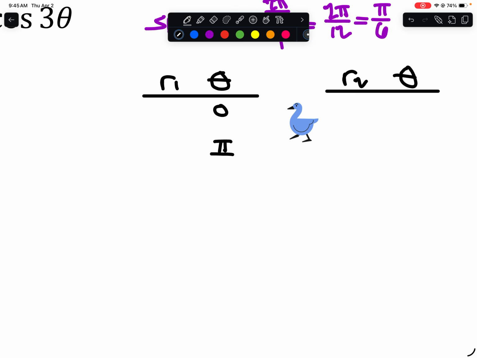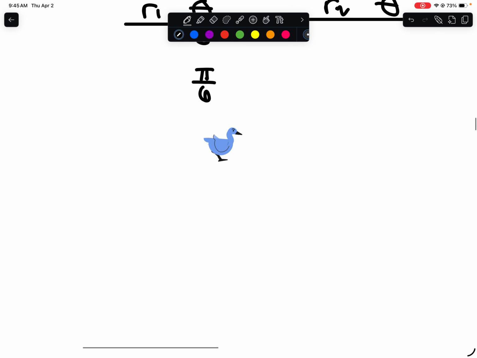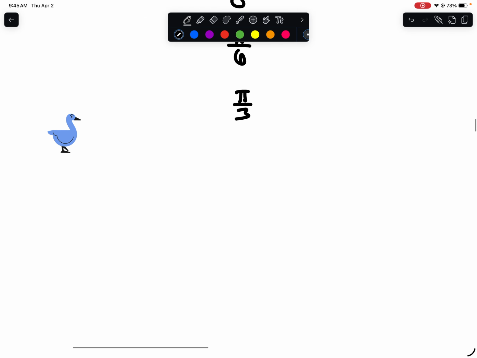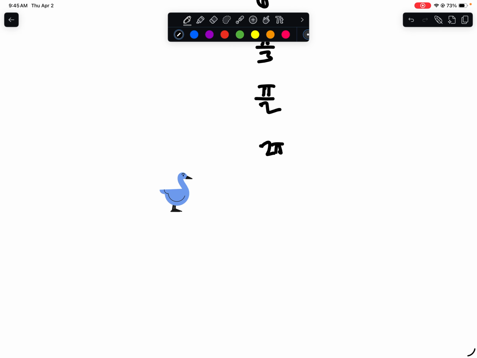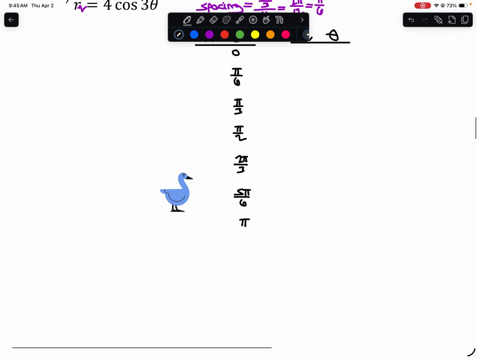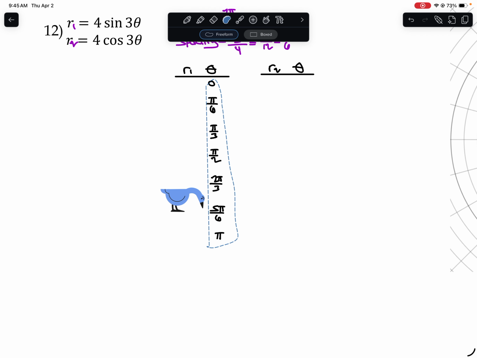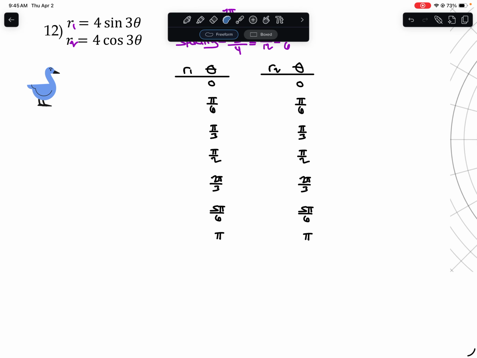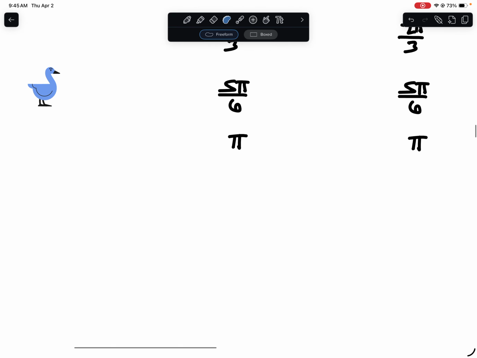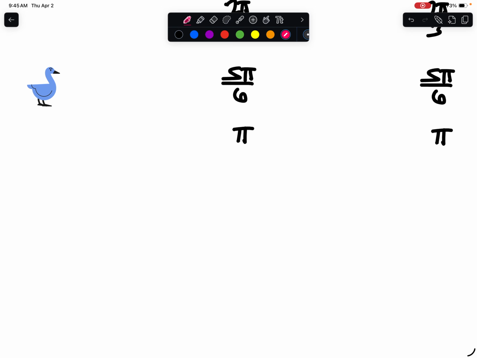So I'm going to count both of my tables by pi over 6. Starting at 0, so 0, pi over 6, 2 pi over 6, which is going to be pi over 3, 3 pi over 6, which is going to be pi over 2, 4 pi over 6, which is 2 pi over 3, then 5 pi over 6, and then 6 pi over 6, which is pi. So generally what I will say for your tables, especially for the roses, I would just say go until pi. After that, it should start repeating. Should. But if you need more values, you can always add on more values. So I'll go ahead and add on the extra values just in case.